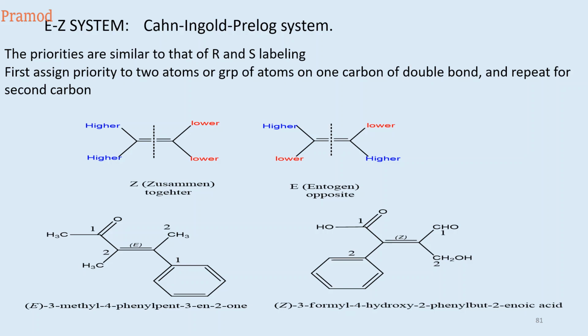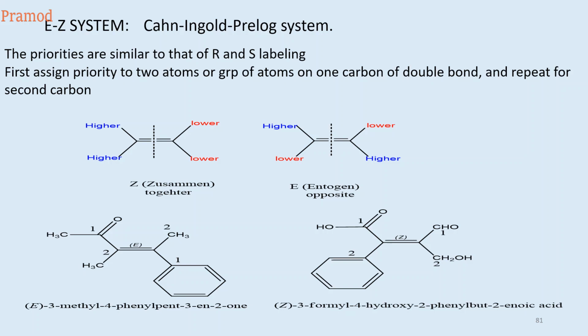Let us take the example of 3-methyl-4-phenylpent-3-en-2-one. You see the double bond. In case of this, which one will be given the first priority? Take one carbon first. If you see the carbonyl group and your methyl, which one will be given the first priority? The carbonyl group, because it is connected to two equivalent carbons. So in this place, the carbonyl group, the ketone group, will be given the first priority, then the methyl.